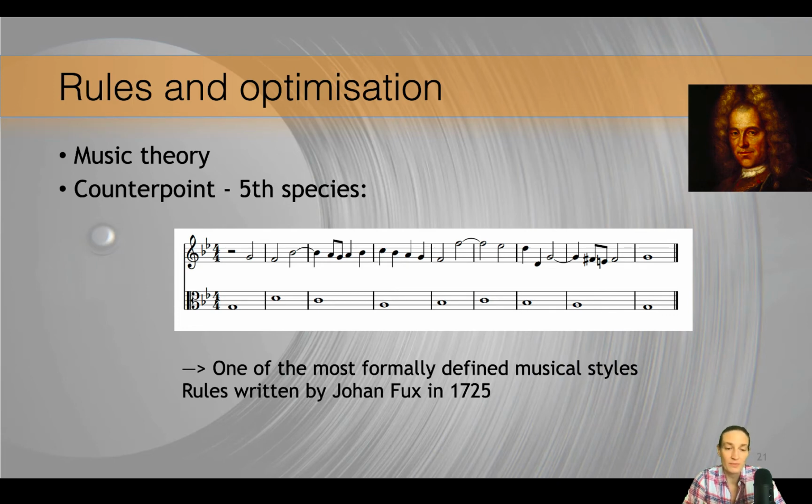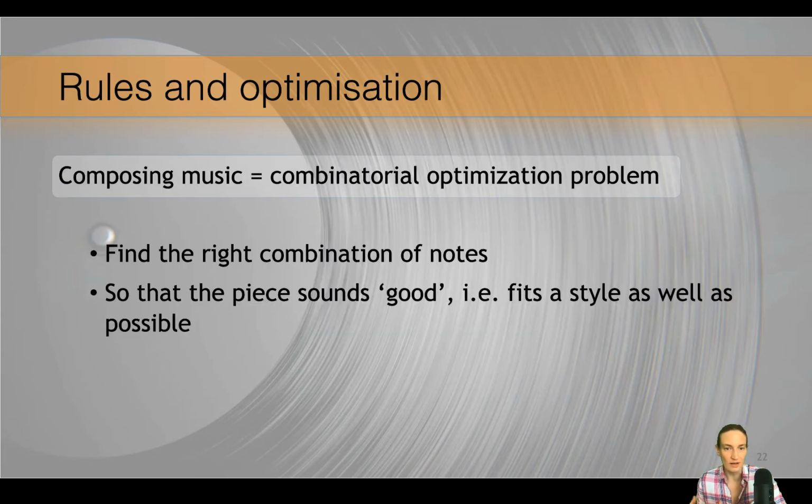These rules were written by Johann Fuchs in 1725, and basically they were intended as an educational system to teach composers how to compose, so they're built up gradually. So I spent a lot of time digging through these books, finding the rules and creating mathematical formulations of them.